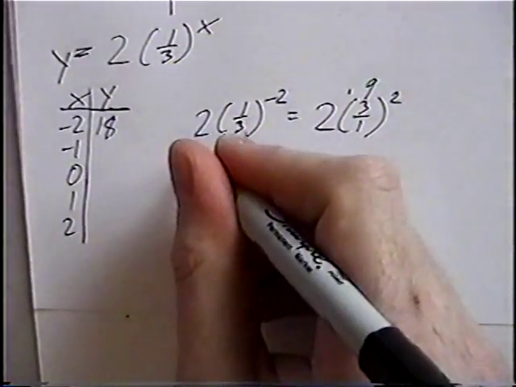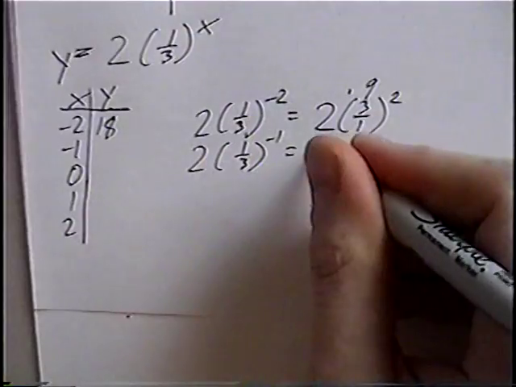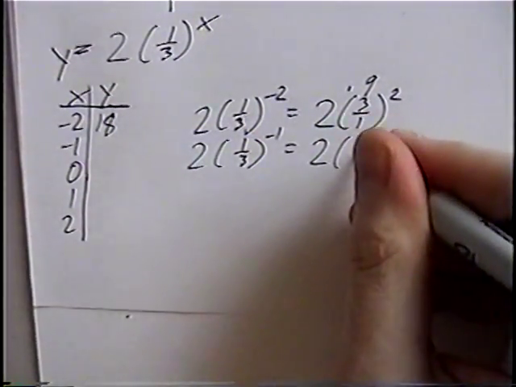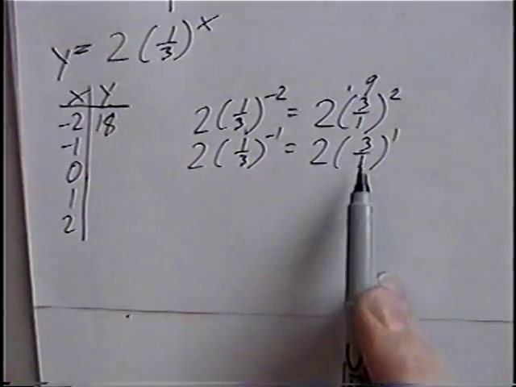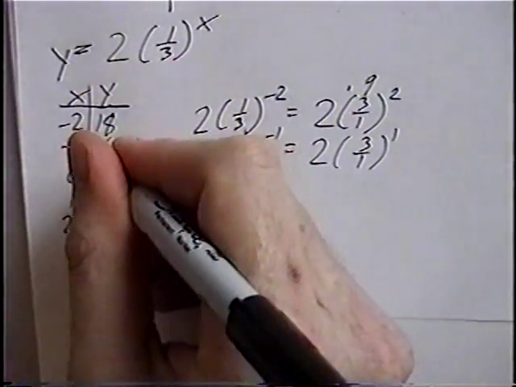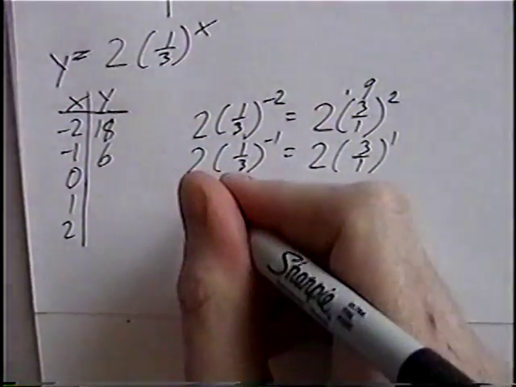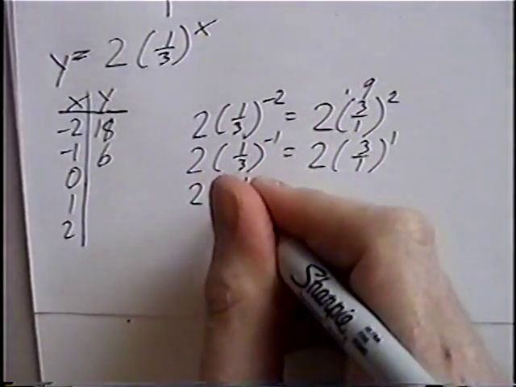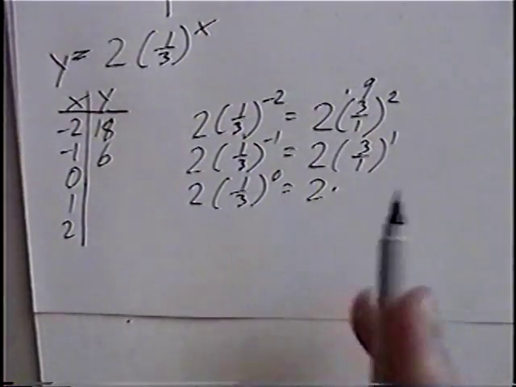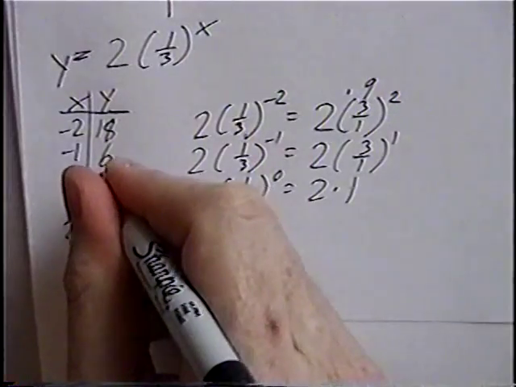Next x is -1. So 2 times 1/3 to the -1 power. 1/3 again flips over with the negative exponent. 3 to the first power would be 3, and we're left with 2 times 3, which would be 6. Plugging a 0 in gives us 2 times 1/3 to the 0 power, which would just be 1, and 2 times 1 would be 2.